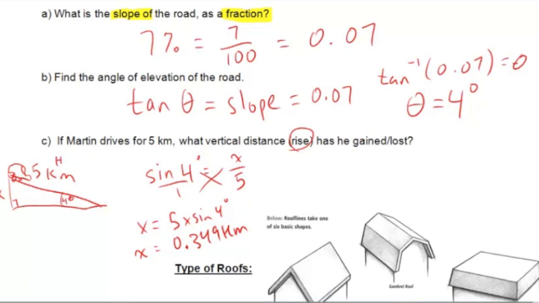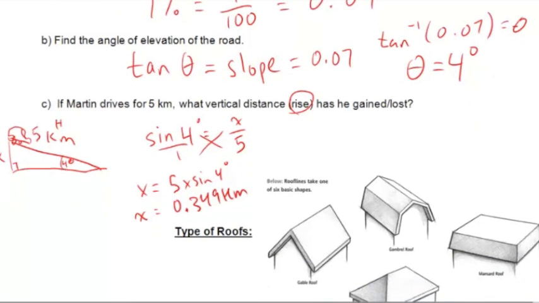Okay, if we wanted to put that into meters, we could do that. 0.349 kilometers is just 349 meters because there are 1,000 meters to a kilometer.